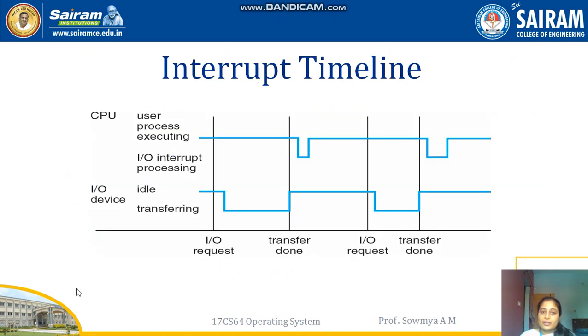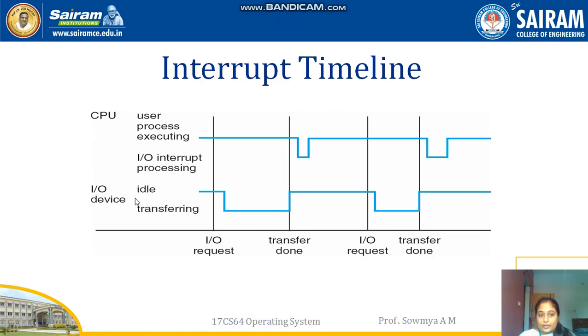Next one is the timeline, which shows the interrupt. See here we have an example interrupt of the CPU and input output devices. Here the input output device is in two states. One is the idle state, one is the transferring state, and the CPU is at user process execution or input output interrupt processing. So the device is in the idle state or the transfer state, and the CPU is in user process execution or the input output processing state.